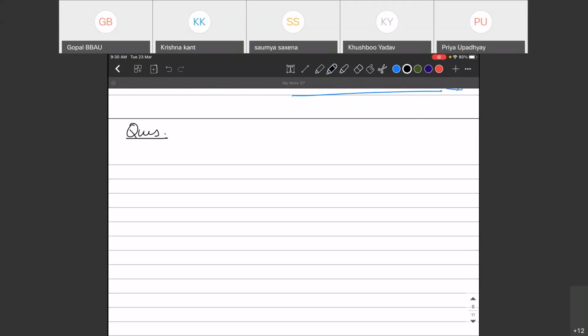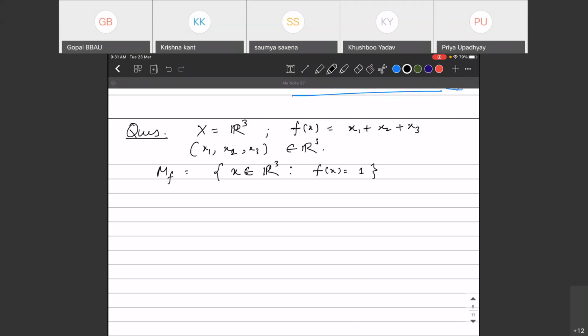Okay. So now there is a question. The question is easy. It says that we are in R3 and we have f(x) equal to x1 plus x2 plus x3. Clearly this is a non-zero linear functional, where x1, x2, x3 belongs to R3. It says find the distance of the hyperplane. M_f is x in R3 such that f(x) equals 1, correct? And find the distance of M_f from 0.